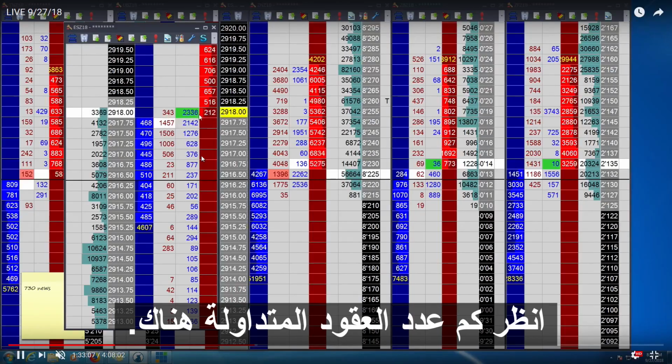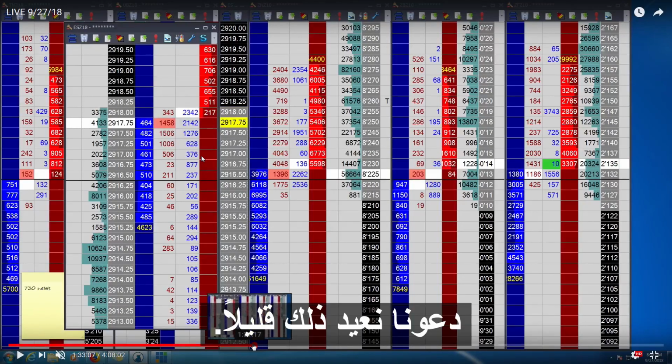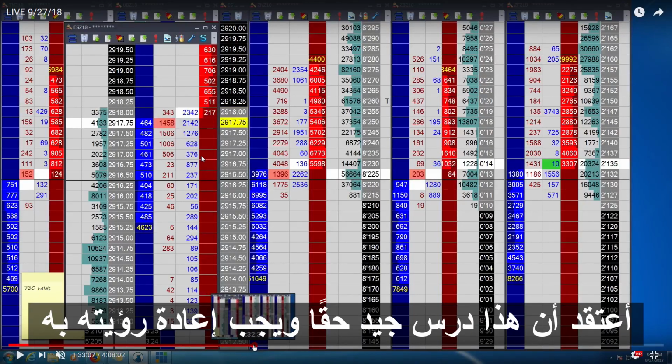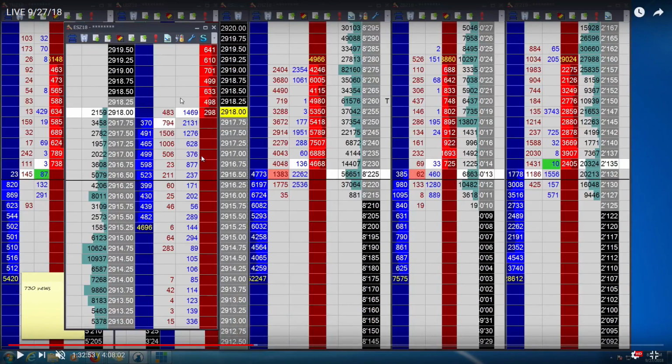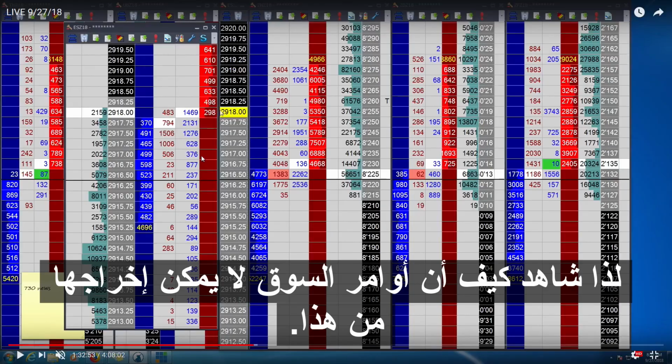Look how many contracts traded right there. Let's rewind that a little bit. I think that's a really good lesson, and it needs to be re-seen with your eyes. So 3307. So watch how this just cannot be taken out by the market orders.